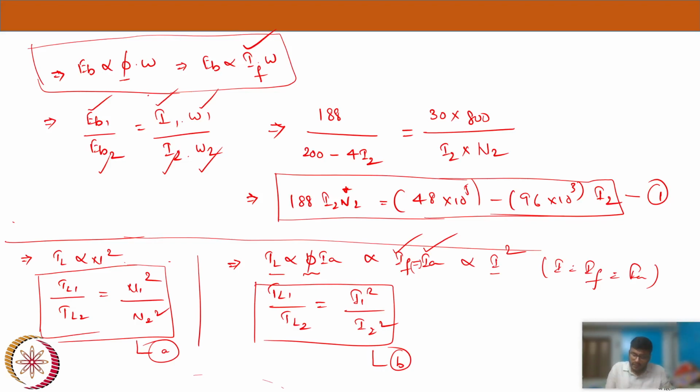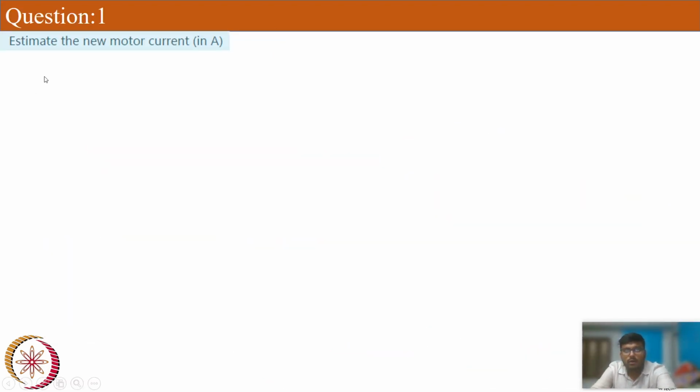Now I will equate these two equations A and B, and I will write, from A and B, TL1 by TL2 is equal to N1 square by N2 square, which is equal to I1 square by I2 square. Now I1 square by I2 square is equal to N1 square by N2 square. So that's the relation we got. Now let's write it here only, it's the same problem.